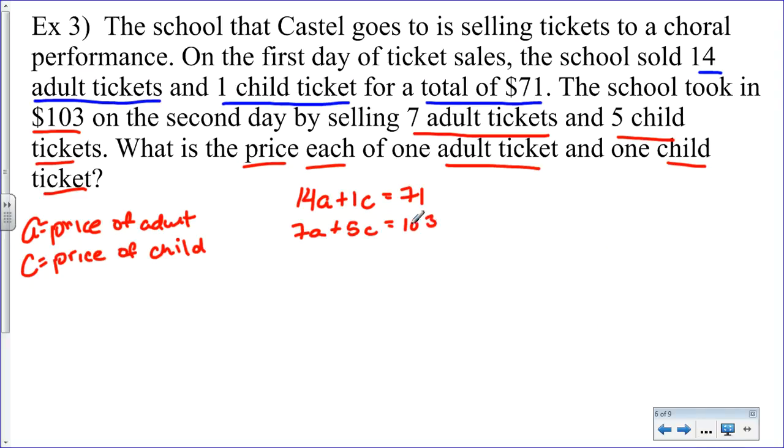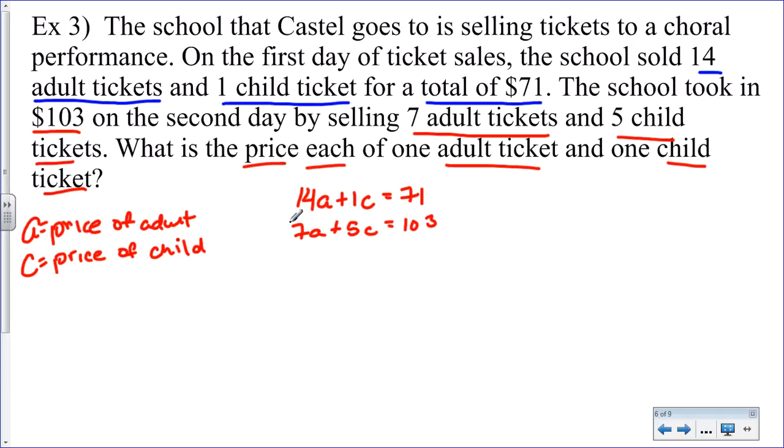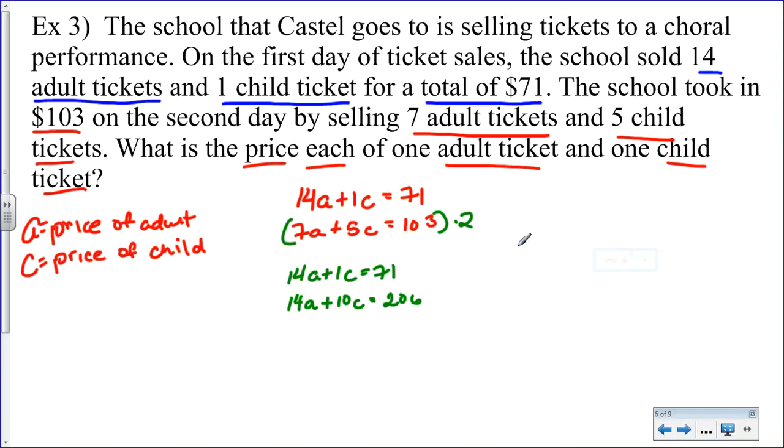So once I have my 2 equations set up, know what my variables stand for, I'm going to go ahead and solve using elimination. I know that 7 goes into 14 2 times. So I'm going to go ahead and multiply by 2. So 14A plus 1C equals 71. Second equation is 14A plus 10C equals 206. Notice that my 14s are not opposites. My A's do not cancel. I need to change my signs in one of the equations. So I'm going to go ahead and change my signs in the first equation and then add the 2 together.